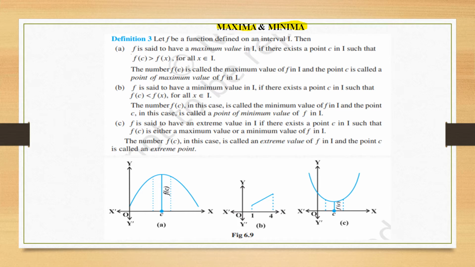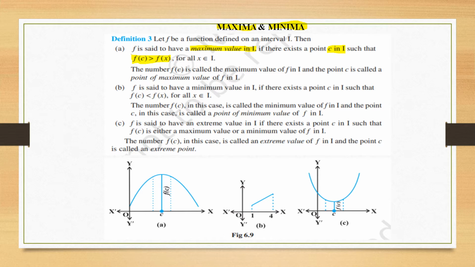Let f be a function defined on an interval I. Then f is said to have a maximum value in I if there exists a point C in I such that f of C, the value of the function at C, is greater than f of x, which means all other values of that function inside that interval. I is an interval in which the point C is also lying.